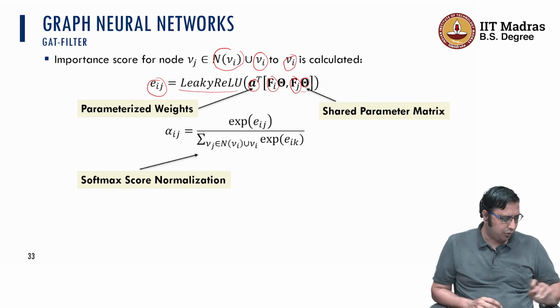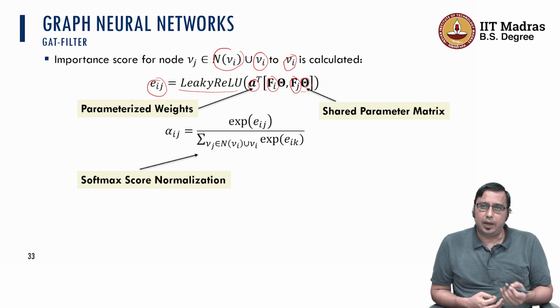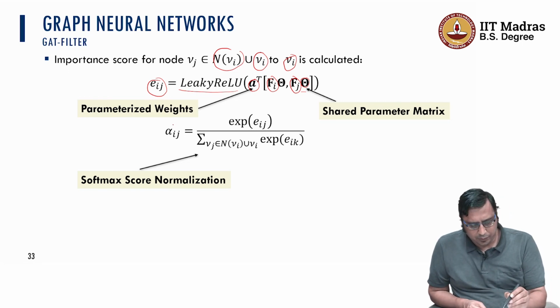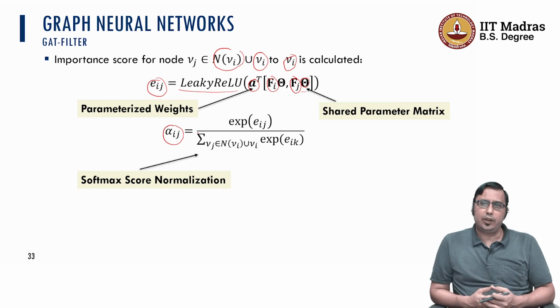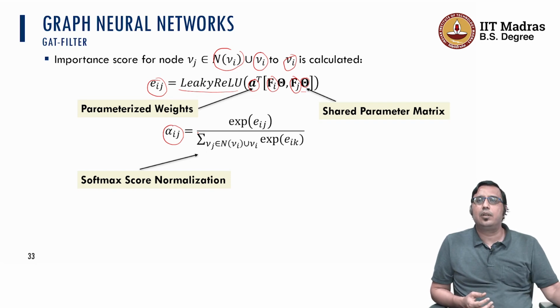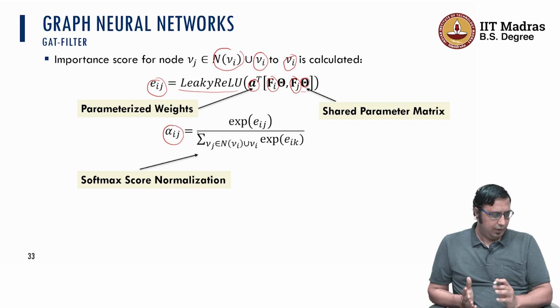Once I have the importance score, I have to use it for my filtering. Now, what we'll do is take these importance scores and renormalize them so that the output representation will have a reasonable output in a particular range.